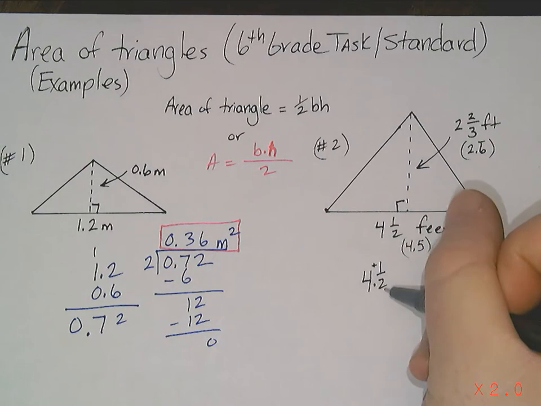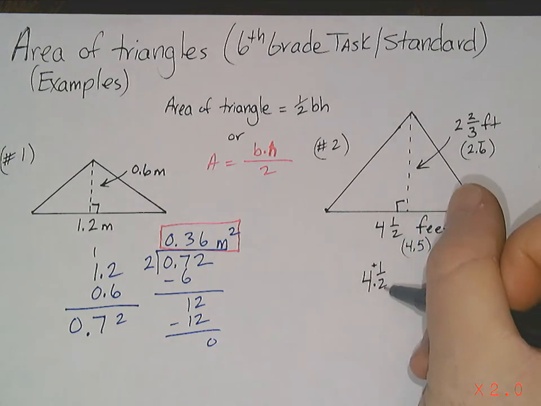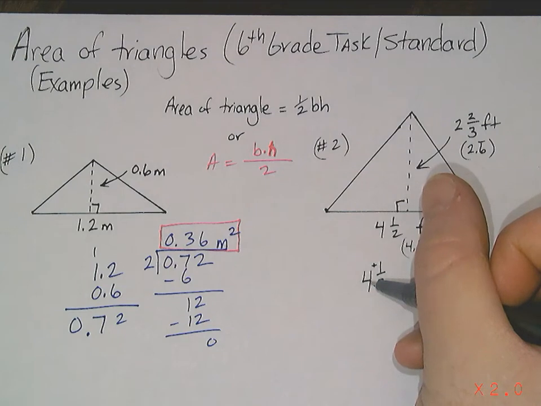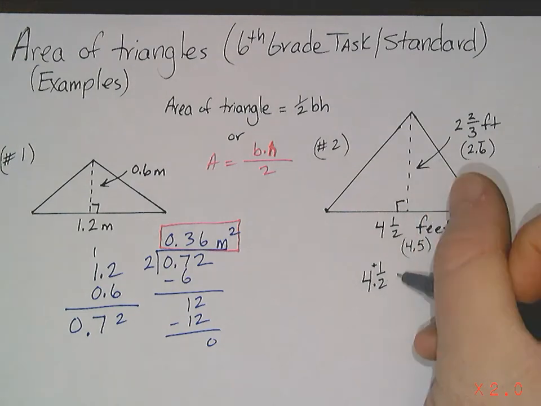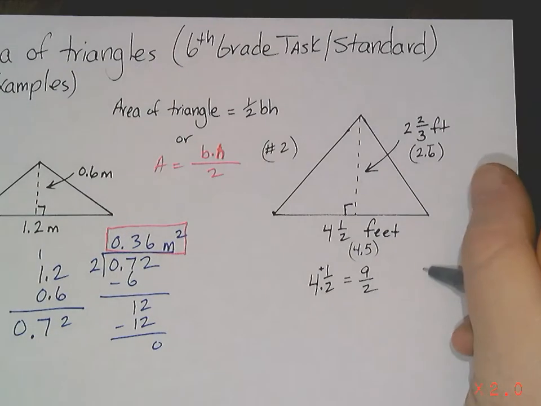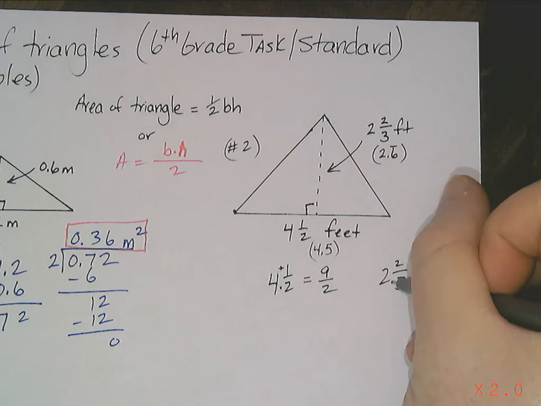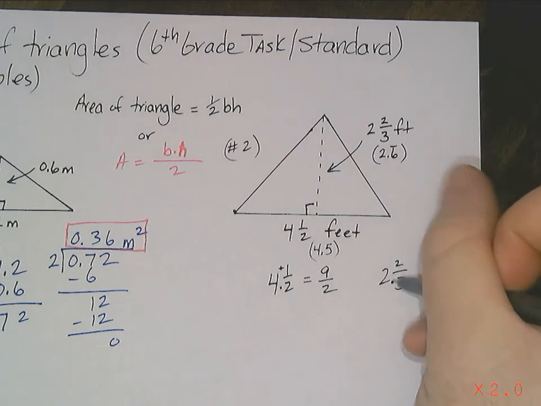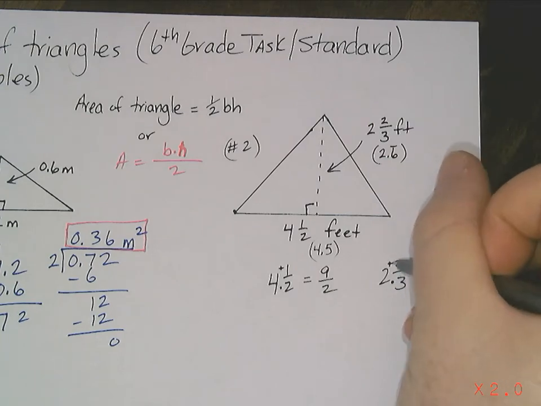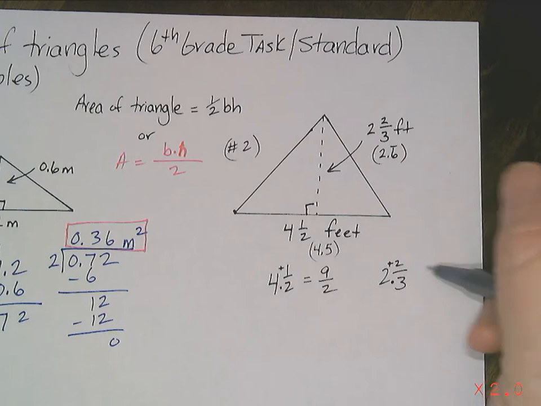Remember, multiply your denominator times your whole number, plus your numerator. So 2 times 4 is 8, 8 plus 1 is 9. So this equals 9 over 2. And then 2 2/3 as an improper fraction: remember, multiply the denominator times the whole number, then add the numerator. So 3 times 2 is 6, 6 plus 2 is 8. So it's 8 over 3.